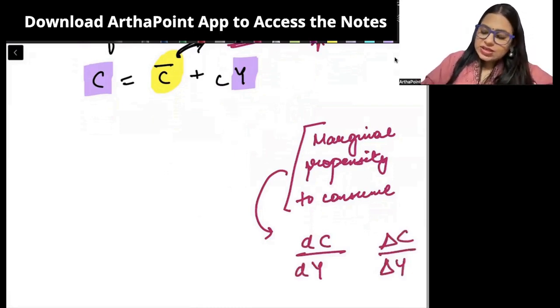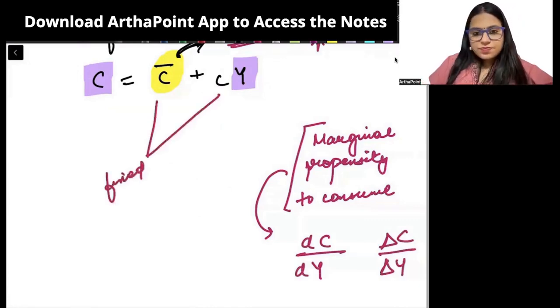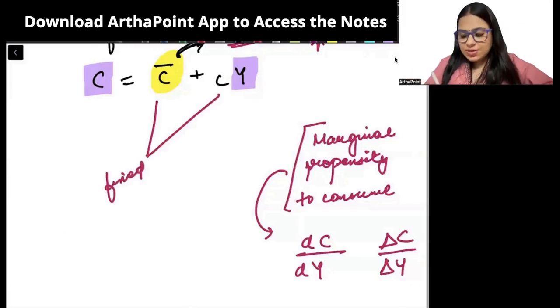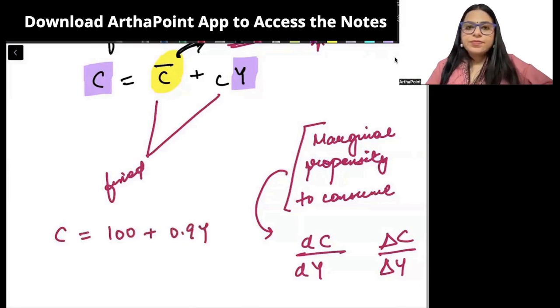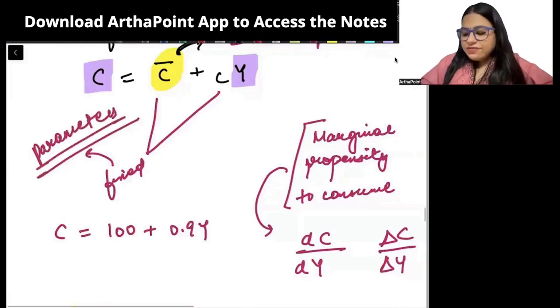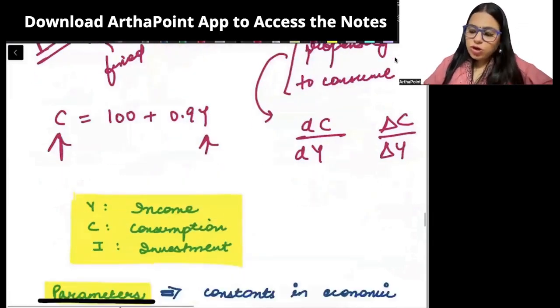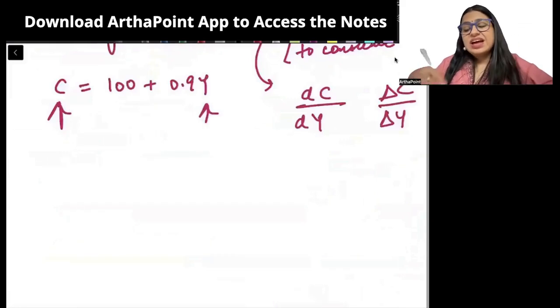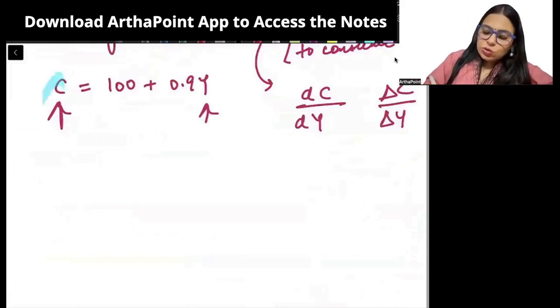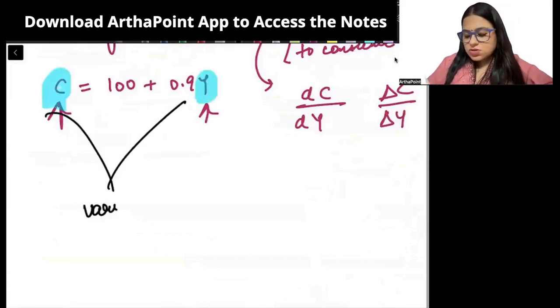अब usually किसी भी मॉडल में ये दोनों चीजें हमारा फिक्स्ड रहेंगी. These will be fixed. Right? This will be given to you. जैसे हम ऐसे लिख सकते हैं कि C is equal to 100 plus 0.9y. तो these are called as parameters. है ना? And we will want to go ahead and find out the equilibrium consumption and income. उस मॉडल के अंदर हमें consumption और income निकालने को होगा. So what we need to find out, those will become my variables.